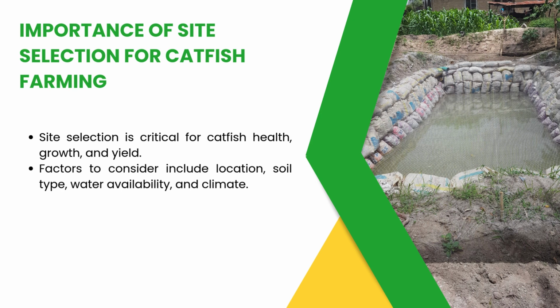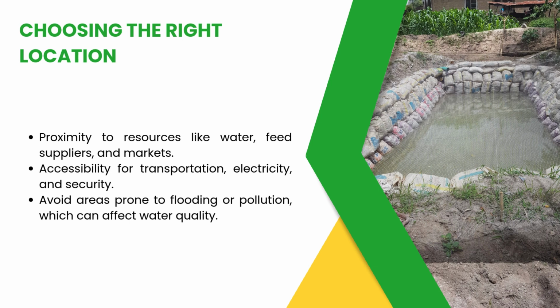What's the importance of site selection? If you make a bad site selection, your catfish health and their growth will be limited. So there are a lot of factors you should consider: the location, the soil type, the water availability, and the climate condition. More importantly, water availability, soil type and location are very critical for a catfish business.